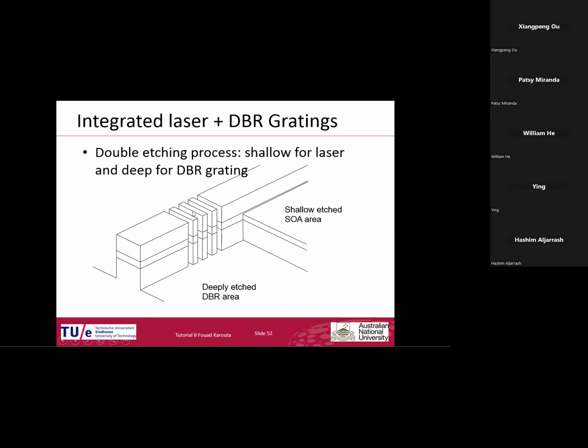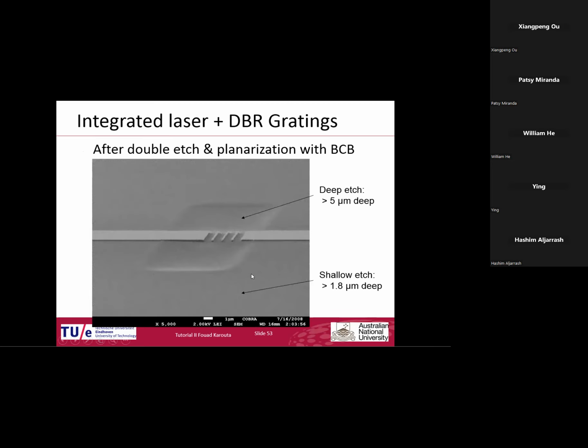And the DBR will be deep etching, and the laser area will be shallow etching. So it was a combination of two technologies. The small waveguide here was etched with methane hydrogen, and the gratings were etched with chlorine. And we managed to get this in a real chip.